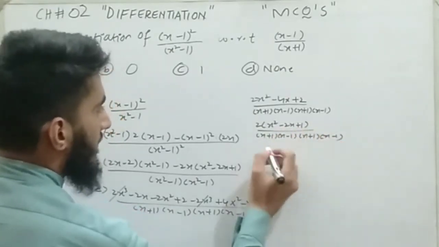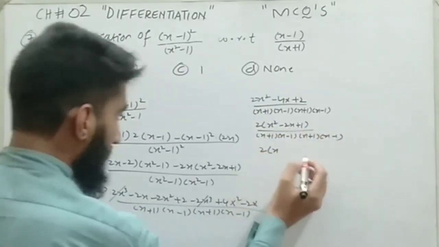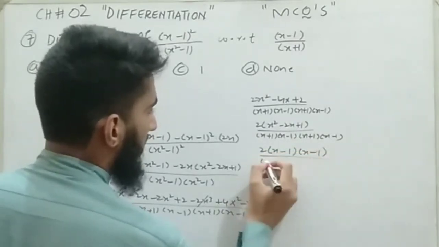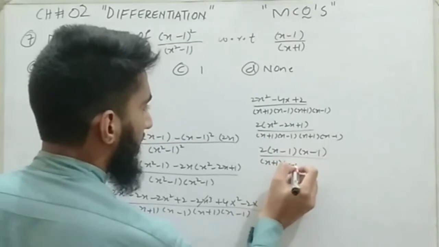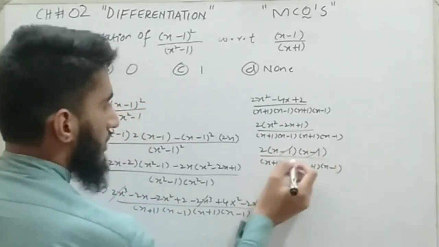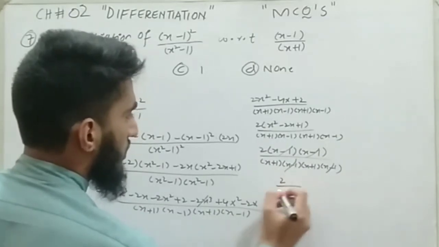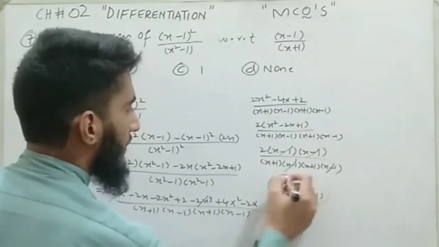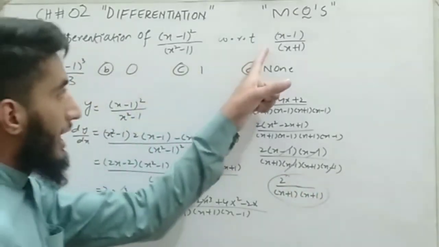Now by the formula (a minus b) whole square, the numerator can be written as (x minus 1) into (x minus 1), whole divided by (x plus 1)(x minus 1)(x plus 1)(x minus 1). (x minus 1) is cancelled with (x minus 1), so we are left with 2 divided by (x plus 1) into (x plus 1). Let's suppose this is the derivative of the first function.